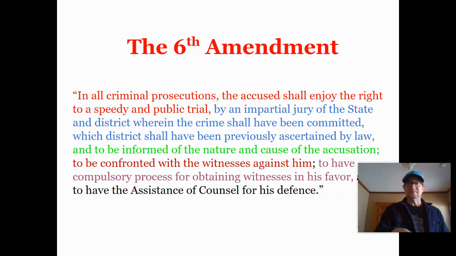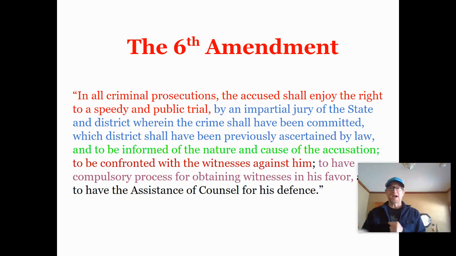Then after that, in the light purplish color, "to have a compulsory process for obtaining witnesses in your favor." This allows you to mount a defense. So in your trial, as the defendant, you have a right to bring your own list of witnesses. You basically have a right to establish a case in chief as the defense. You don't have to bring witnesses. The burden is on the prosecution to prove that you are guilty, but it's nice to have that right, that if you have good witnesses that can provide evidence that you are innocent, then you can do that.